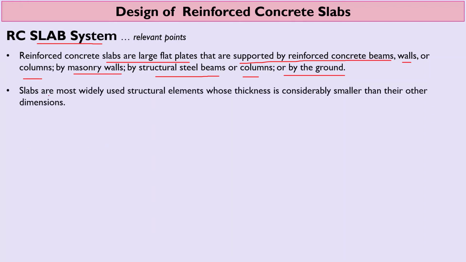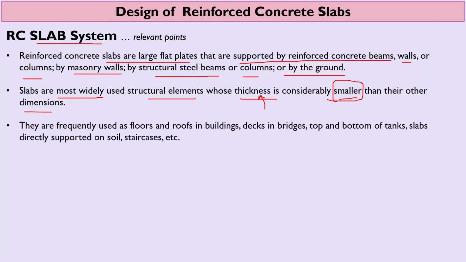Slabs, as everybody is aware, are the most widely used structural element, whose main criterion is thickness: their thickness is considerably smaller than any other dimension. Here thickness is also termed the depth of the slab. So the depth or thickness of a slab is considerably smaller compared to its other dimensions. That means two sides of the slab will have two types of spans based on the support conditions, whether the slab is supported on two sides or on four sides.